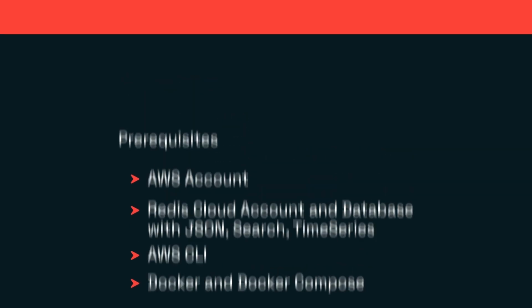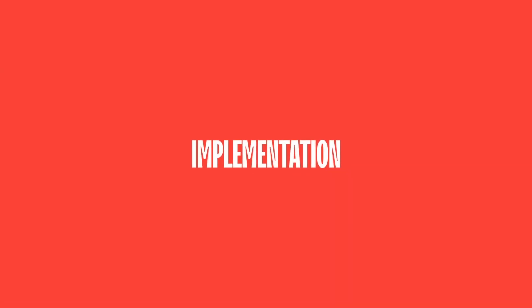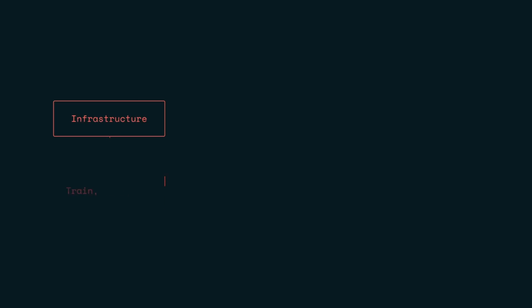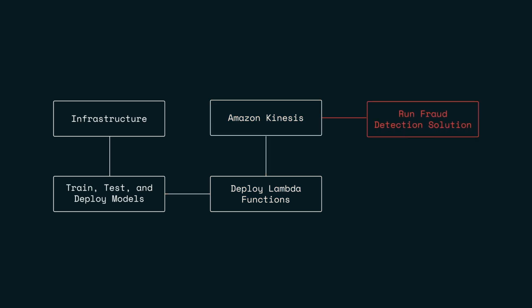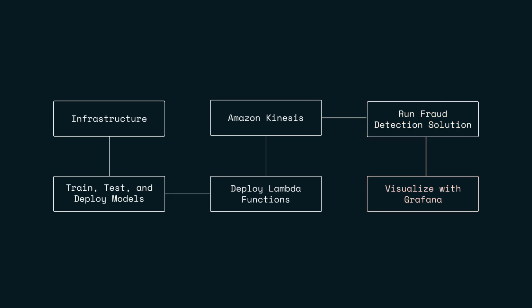To start off this implementation, I'm going to break this section up into six parts. First, we're going to set up the infrastructure. Second, we're going to train, test, and deploy our SageMaker models and endpoints. Third, we're going to build and deploy Lambda functions. Fourth, we're going to set up Amazon Kinesis. Fifth, we're going to turn on our solution and see the fraud detection in action. And finally, sixth, we're going to visualize our solution in Grafana.